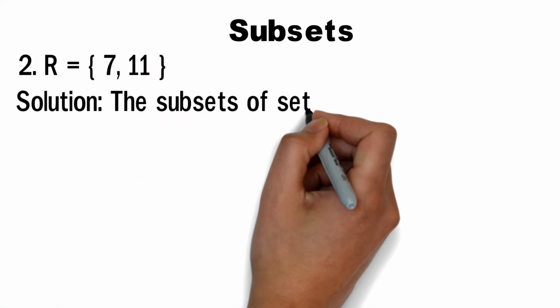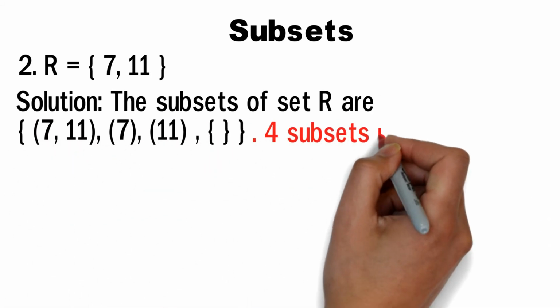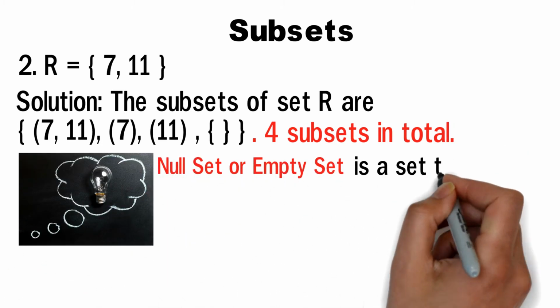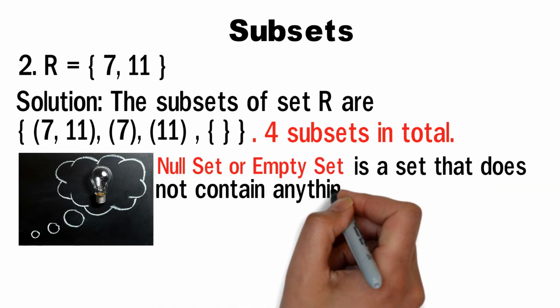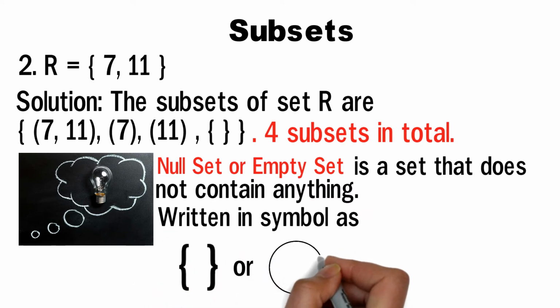Next ay set R composed of the elements 7, 11. Solution: the subsets of set R are {7, 11}, {7}, {11}, and null set, which composed of 4 subsets. Ngayon, what is null set? Or empty set? It is a set that does not contain anything. Its symbol is like this.